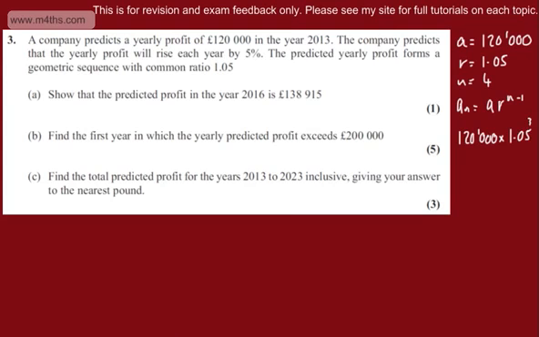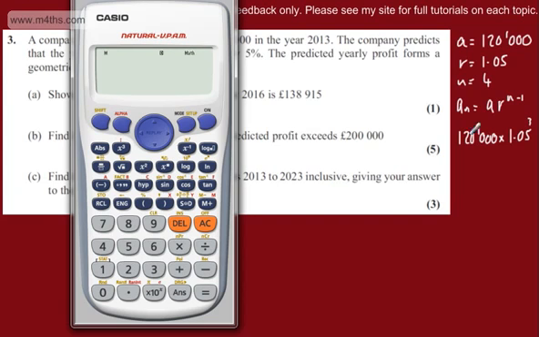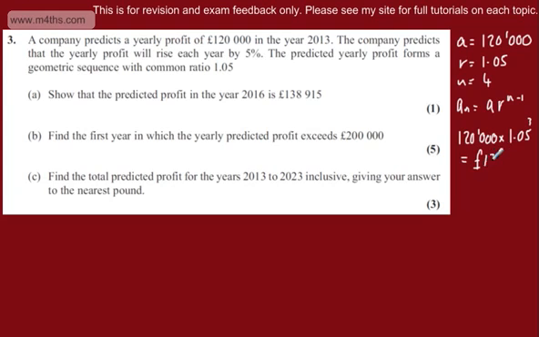So straight to a calculator with that. You certainly don't need this information, I've just put it there so you know what I'm doing. 120,000 times 1.05 to the power of 3, and that will give us the value we want, 138,915, as required.